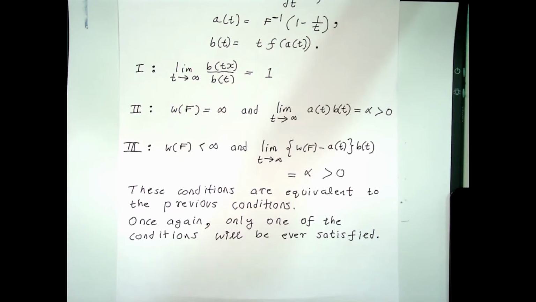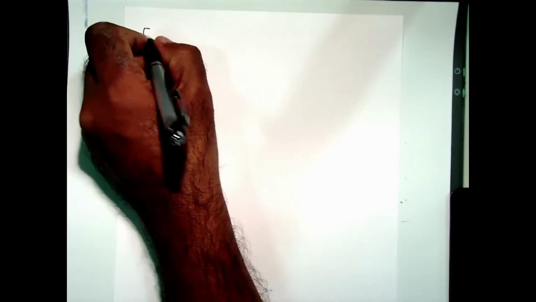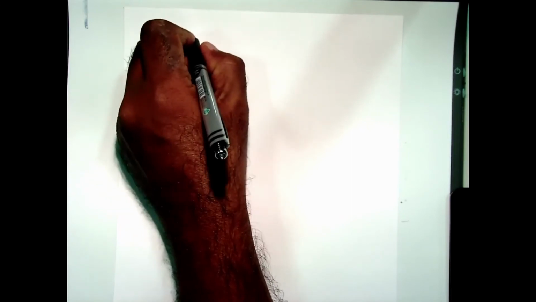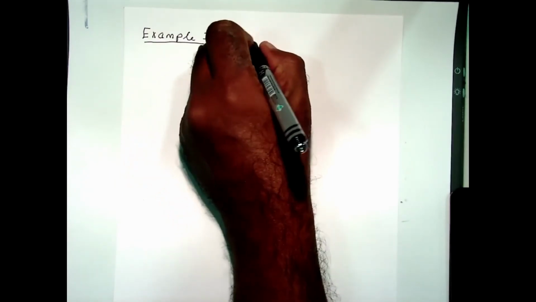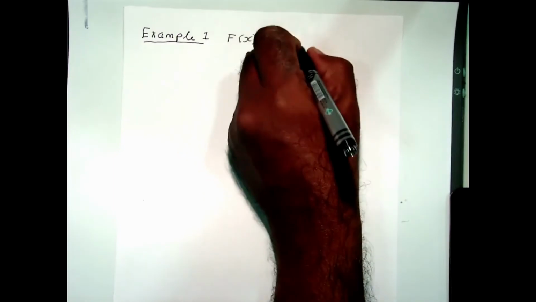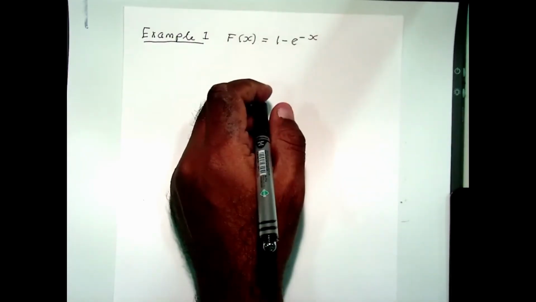Right, now the next thing I'm going to do is I'm going to do 3 examples, the same 3 examples I did in the previous video, and show you how to check these 3 conditions. Right? Okay, so let's start with example 1. Example 1, you may recall, is this. This is example 1, right?